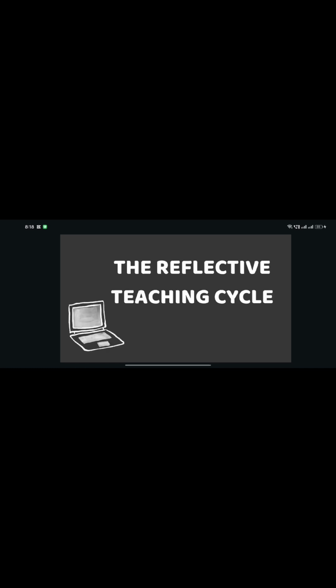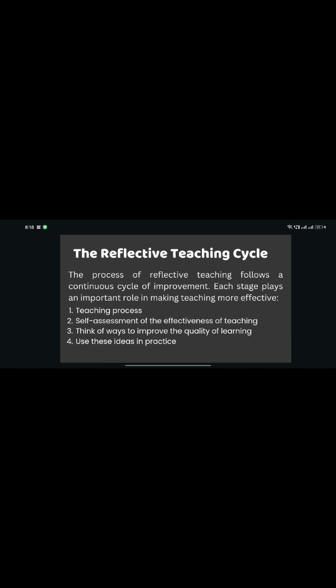So next is the reflective teaching cycle. The process of reflective teaching follows a continuous cycle of improvement. Each stage plays an important role in making teaching more effective. The first one is teaching process. The second one is self-assessment of the effectiveness of teaching. The third one is think of ways to improve the quality of learning. The fourth one, or the last one, is use these ideas in practice.